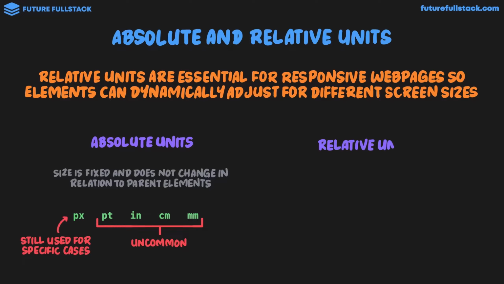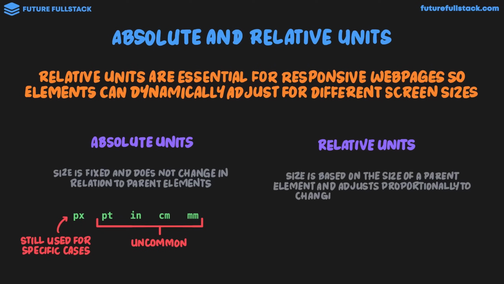So what are relative units? Relative units is when the size is based on the size of a parent element and adjusts proportionally to changes in the parent element. Common relative units include percentages, ems, rems, vh, and vw. And we'll be looking at each of these throughout this topic. Relative units are commonly used in CSS because they dynamically adjust depending on the screen size, which is really important for responsive design. That is, design that caters for all different screen sizes, like desktop, tablets, and mobile.